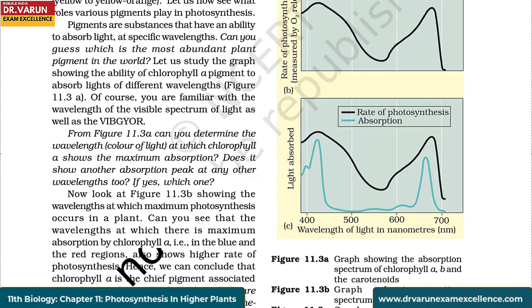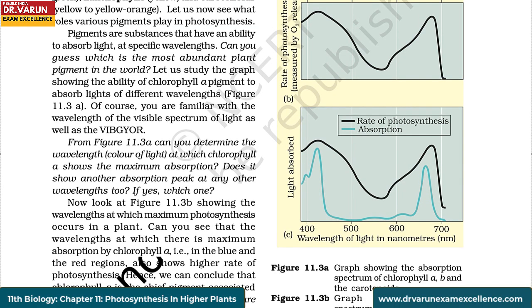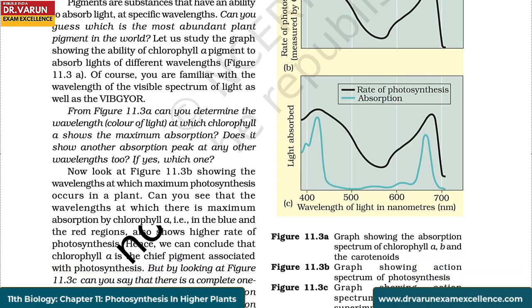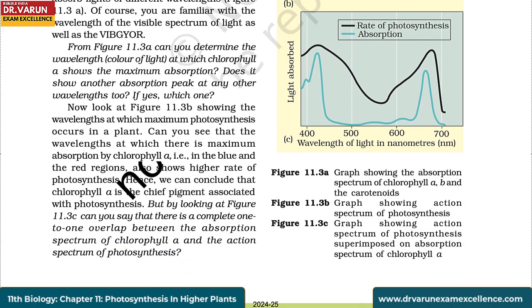Can you see that the wavelengths at which there is maximum absorption by chlorophyll A, that is in the blue and the red region, also show a higher rate of photosynthesis? Hence we can conclude that chlorophyll A is the chief pigment associated with photosynthesis.